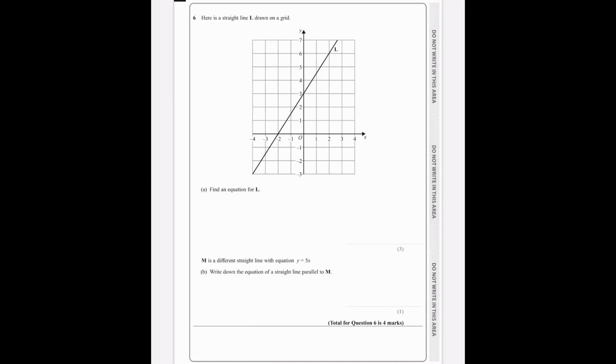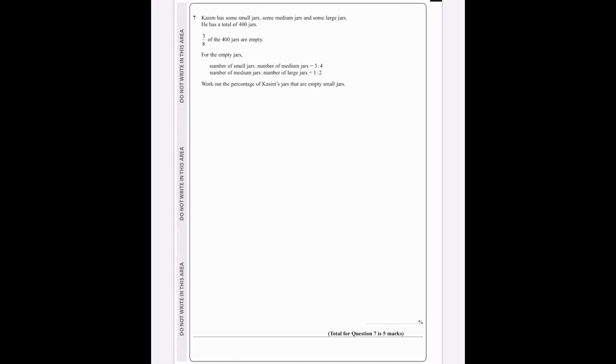Question number 6, so the gradient of that is 3 over 2. The gradient of the line is 3 over 2, y-intercept of 3, so y equals 3 over 2 x plus 3. If you use 1.5 instead of 3 over 2, that's fine. And for B, y equals 5x plus or minus anything will do. You do need to have plus or minus and then something, but 5x plus 1 is the one I went with. But any of them are good.